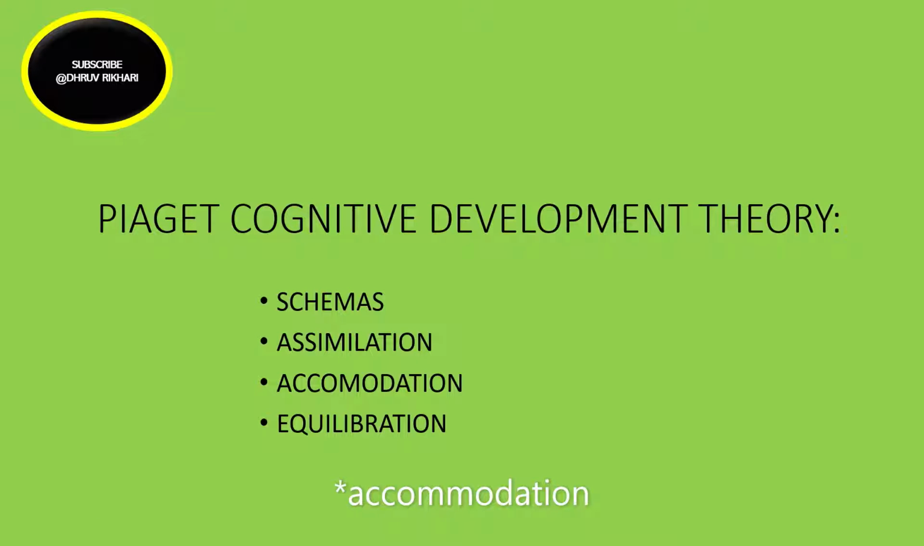In this video tutorial, I will discuss Piaget's cognitive development theory. Here I will discuss four important points which are important to know before cognitive development stages. These are schemas, assimilation, accommodation and equilibration. Let us discuss one by one.